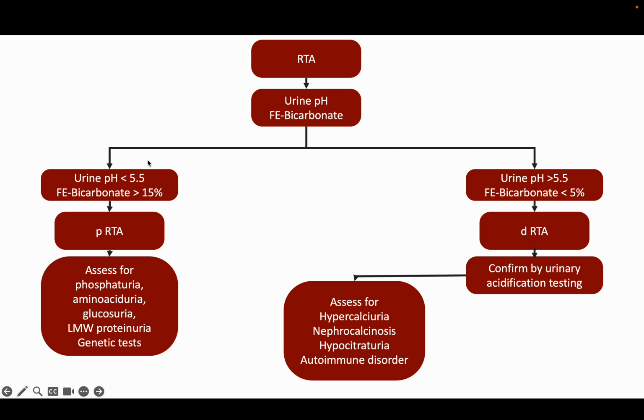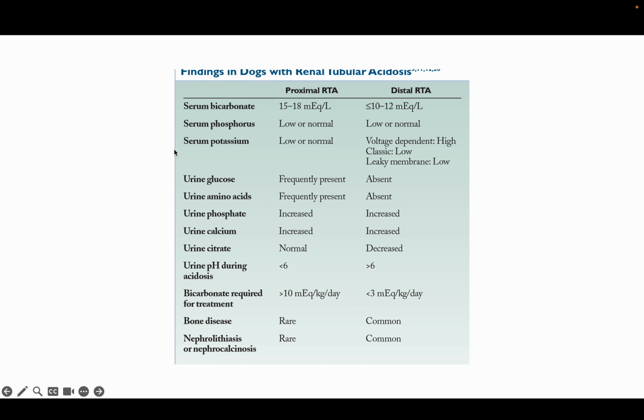In the case of proximal RTA, you will have urine pH less than 5.5. That urine pH can be acidified in proximal RTA, and bicarbonate excretion will be more than 15%. They will have associated phosphaturia, glycosuria, and low molecular weight proteinuria. Generally associated genetic disorders like cystinosis, Wilson's disease, or Fanconi syndrome will be there in the case of proximal RTA. So these are the differences in proximal RTA.